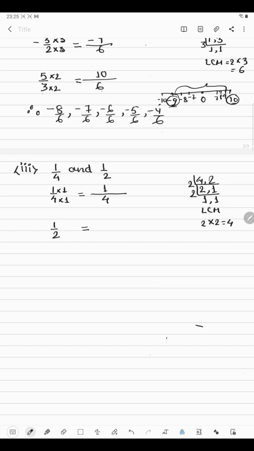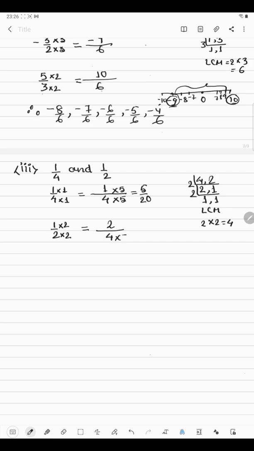So 1 by 4. Now here also we will have to make the denominator 4. So what should be multiplied with 2 to get 4? It will be 2. So here also it will be multiplied by 2. So 2 1s are 2, and 2 by 2 2s are 4. So now see, the denominator is the same, but we are not getting the numbers in between. So that means we will have to multiply further. Now we'll take a bigger number to multiply. Say 5. Now here also we'll be taking the same number. So we are getting 5 by 20.